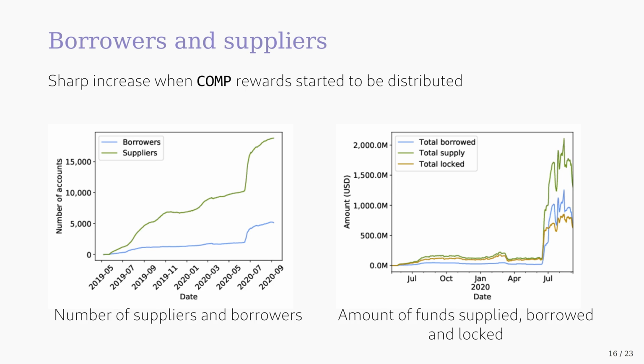This created obviously a new incentive for people to borrow and supply funds on Compound. And we can see that there is a really sharp increase, especially in total supply, where it goes from somewhere around 200 million to almost 2 billion at some point, before going down a bit after that. The amount borrowed and the total locked also increased considerably.